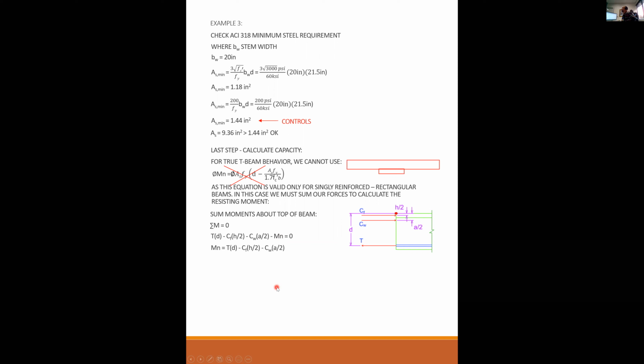So I flip, yes? For the counterclockwise and clockwise, is that what those arrows mean right there? Or those are just the dimensions? Those are just dimensions. So then how do you know if it's going clockwise or counterclockwise? See the arrow head here? Tension is pulling, compression is pushing. Okay? All right, so what I did here then is I just flipped Mn to the other side. So Mn is equal to T times d minus Cf times h over 2 minus Cw times A over 2. And then I just plug in my numbers.